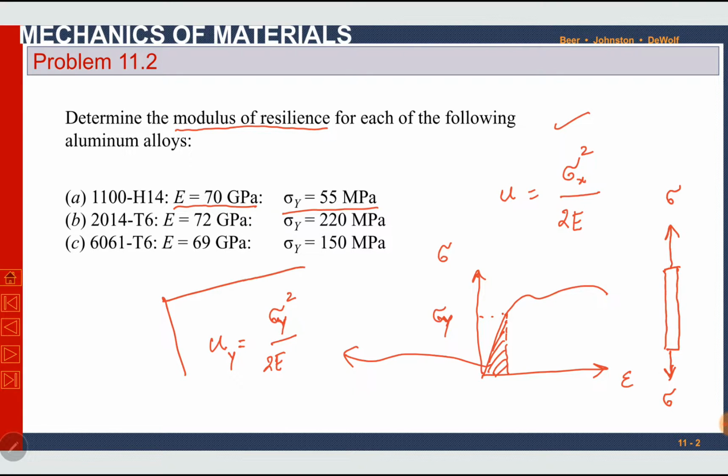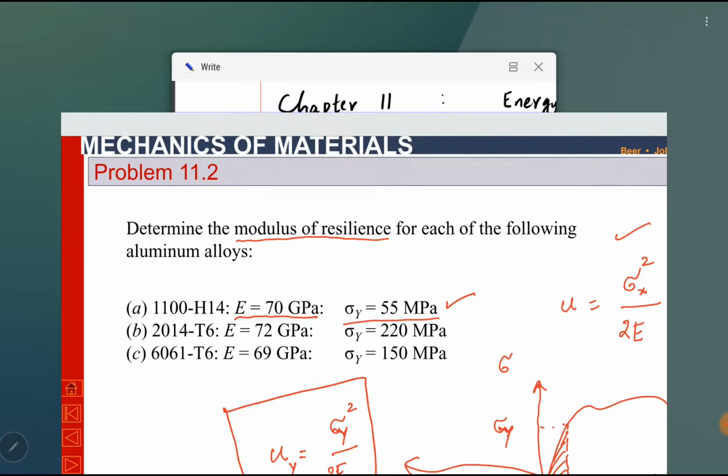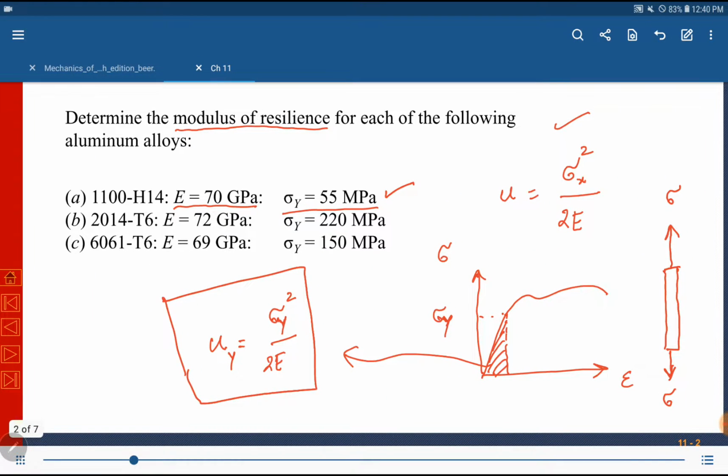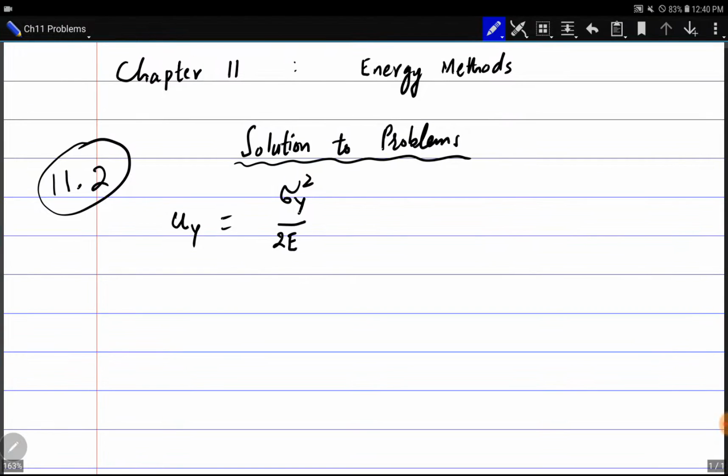So we will use this expression for these three parts. I will solve the first part, you can do the rest of the two parts, they are similar. So let us move towards the solution. It is problem number 11.2. Uy is equal to sigma y. This capital Y is for yield strength. Small y is used for y direction. So don't be confused with it. Sigma y square divided by 2E.